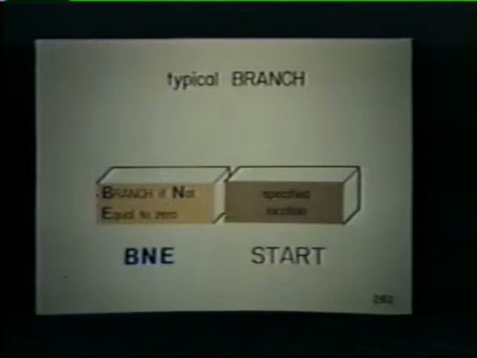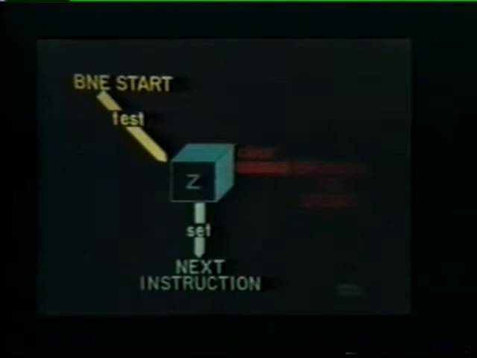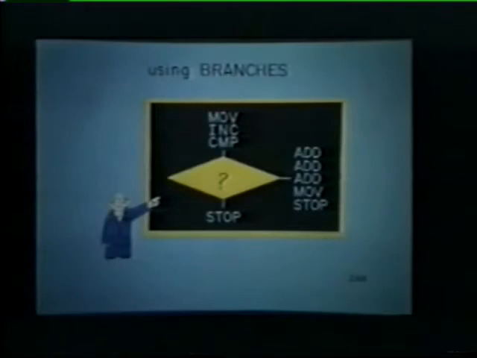A typical branch instruction looks like this. The high byte indicates the condition branch if not equal to 0, or BNE. The low byte specifies the location that the program will branch to when this condition is met. The BNE instruction tests the condition of the Z, or 0 bit, in the PSW. If the Z bit is clear, indicating not equal to 0, then a branch occurs. If the Z bit is set, indicating a 0 condition, then the program does not branch, but simply continues with the next instruction in the program.